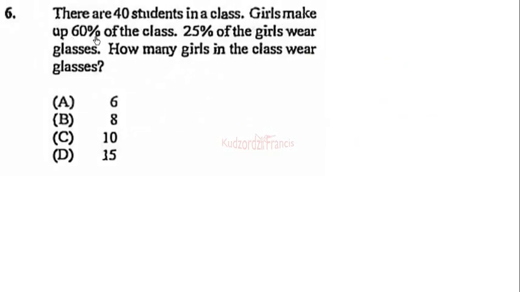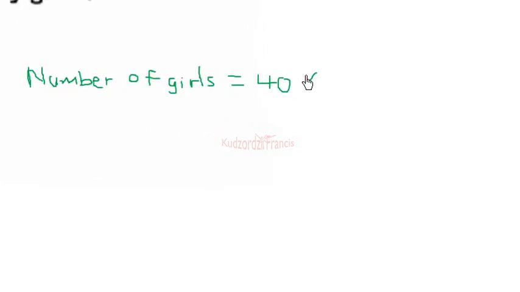Now we have the sixth question here. There are 40 students and 60% are girls. 25% of the girls wear glasses. We want to find the number of girls that wear glasses. We know the number of students in the class is 40, so the number of girls will be 40 times 60 out of 100. We can cancel: 10 goes into 40 four times. So 4 times 6 will give you 24.